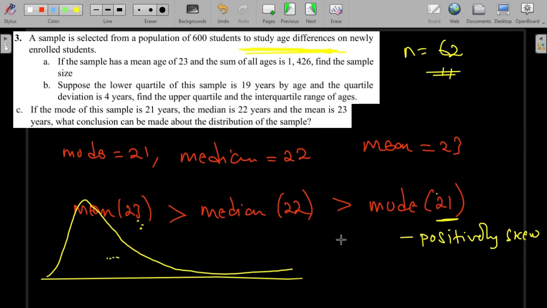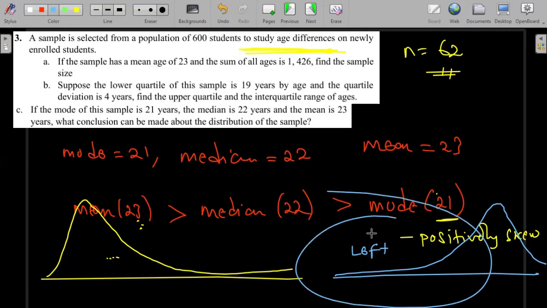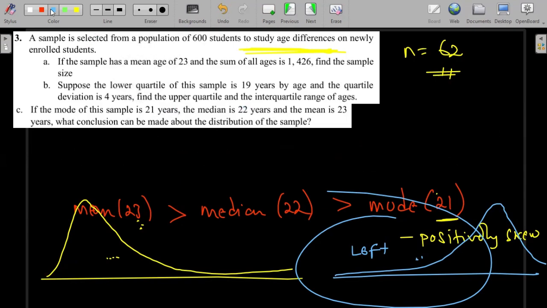In case they ask you about a left skewed distribution, that one will look something like this, and then it goes higher. Now I need to draw a smooth curve. I haven't drawn a smooth curve, so it will be something like this. This one has a longer left tail. You can see this tail here is longer. So in this case we have the opposite of what we have here. If it is left skewed, then the mode is greater than the median, and the median is greater than the mean.